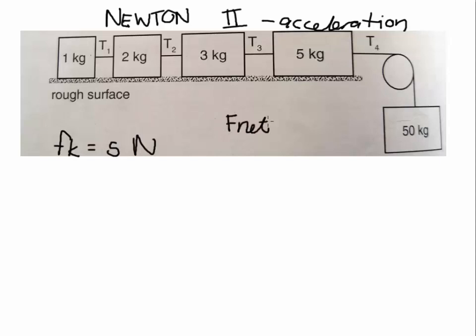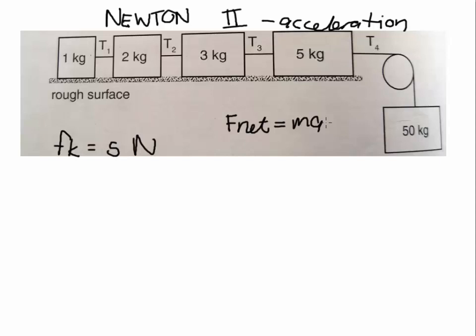F net equals ma. For Newton 1, F net equals ma is actually also used, but a is 0 because constant velocity means no acceleration. So when we use Newton 1, F net equals 0. When we use Newton 2, F net equals ma.